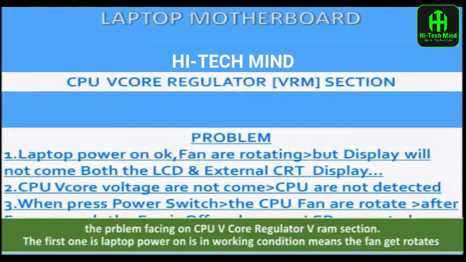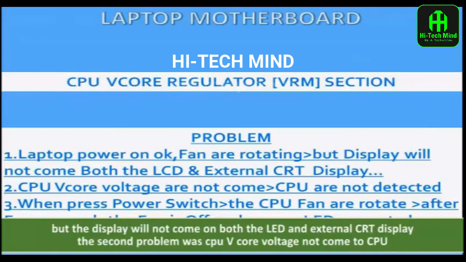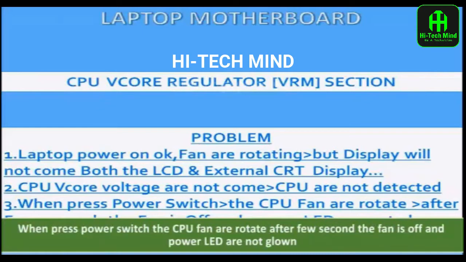Now we are seeing the problems facing in the CPU vCore regulator, VRAM section. The first one is that the laptop powers on and is in working condition, meaning the fan rotates, but the display will not come on, both the LED and the external CRT display. The second problem was that CPU vCore voltage does not come to the CPU. When the power button is pressed and switched on, the CPU fan rotates, but after a few seconds the fan is off and the power LED does not glow.